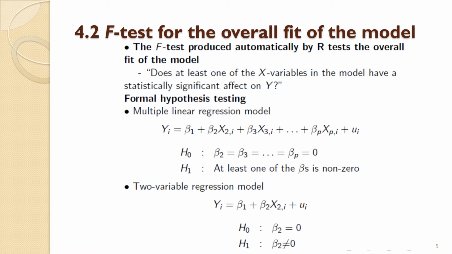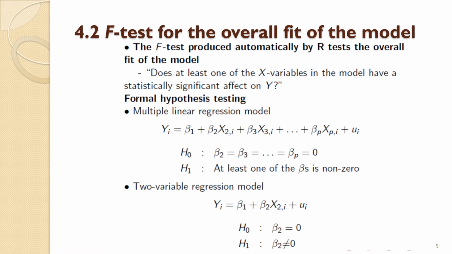It's not always written down like this, but in terms of formal hypothesis testing, what you have is this multiple linear regression model. The null hypothesis in this case is that none of these x variables actually have a correlation with y, and the alternative hypothesis is that at least one of these betas is non-zero, so at least one of these x variables has an effect upon y. You don't necessarily know which one, but you know there's at least something there.